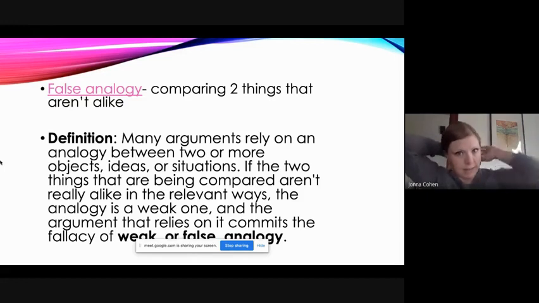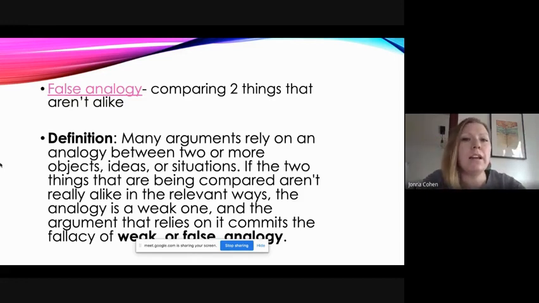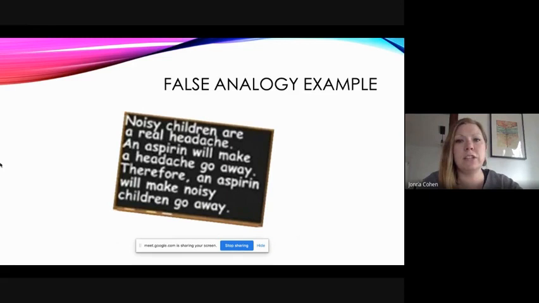Here's another way of saying that. Many arguments rely on an analogy between two or more objects, situations, or ideas. If the two things that are being compared aren't really alike in relevant ways, the analogy is a weak one. And the argument that relies on it commits the fallacy of weak or false analogy. So just so you know, sometimes you'll see weak analogy, sometimes you'll see false analogy. Those two things for our purposes today are the same thing. A weak analogy is a false analogy.